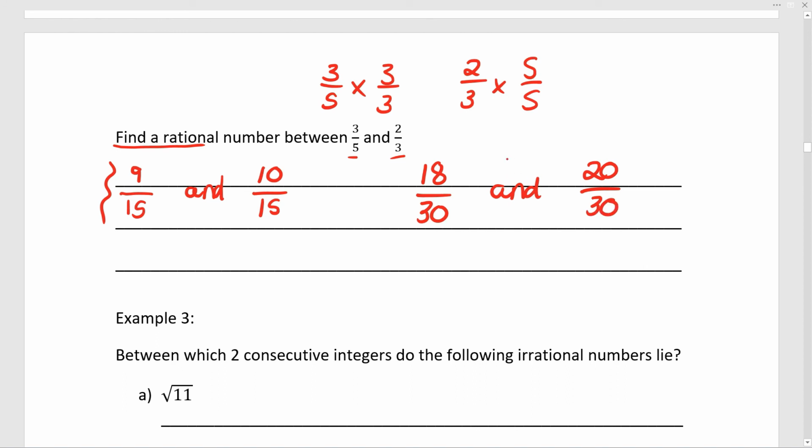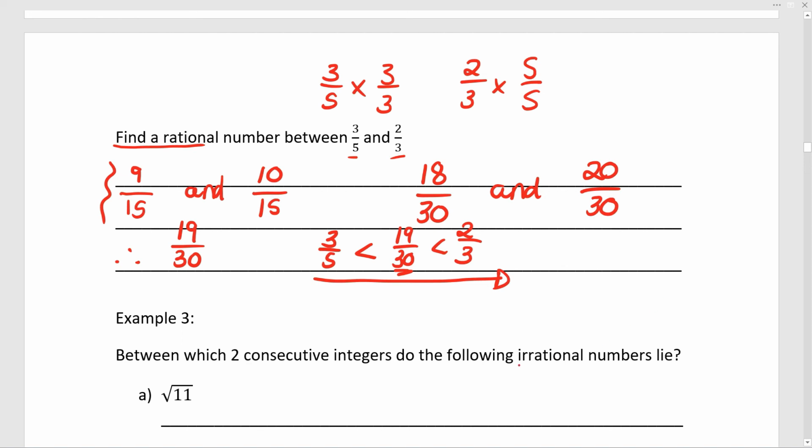Right, now I can see that in between 18 over 30 and 20 over 30 would be 19 over 30. 19 over 30 is between 3/5 and 2/3. Let me show you how to write that quite nicely. I'm going to say 3/5 is less than 19 over 30, which is less than 2/3. And that just puts it in a way that shows that this number falls in between the others.